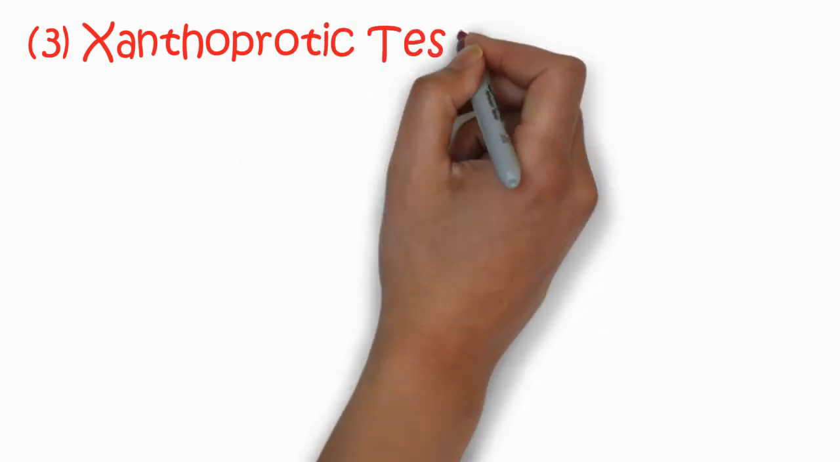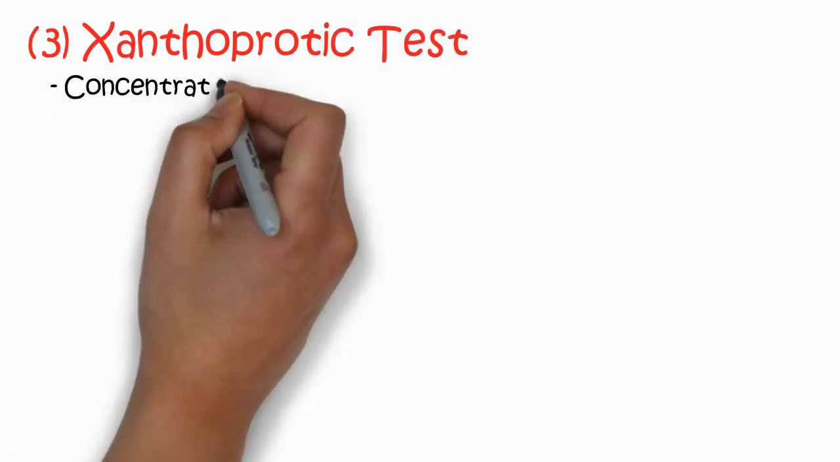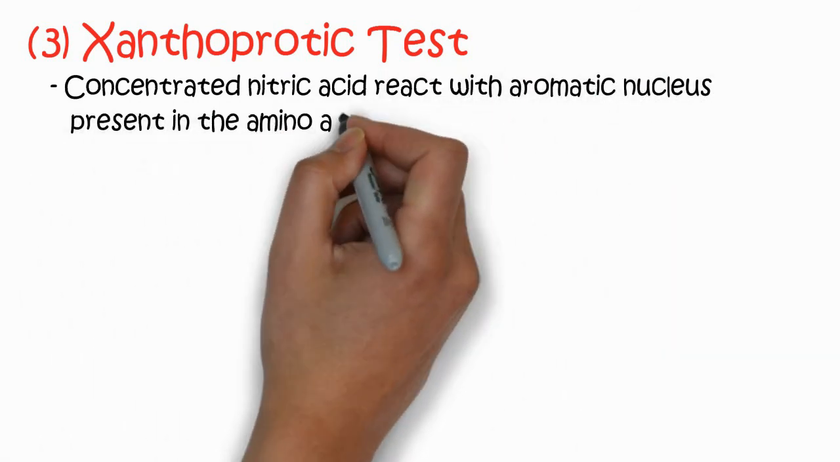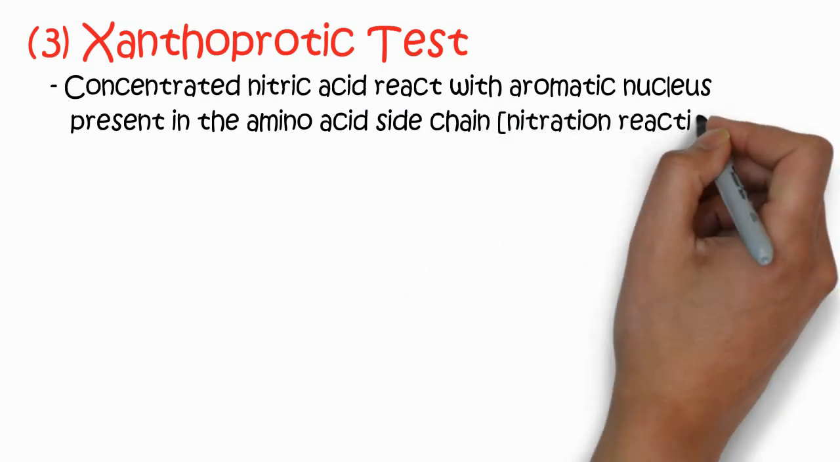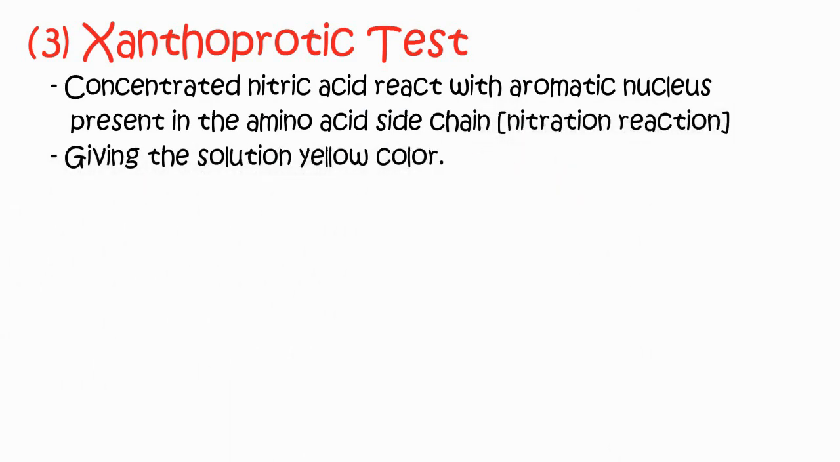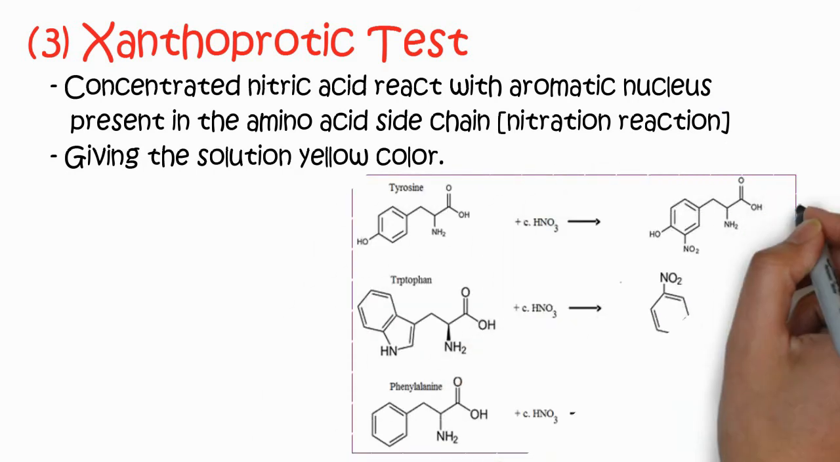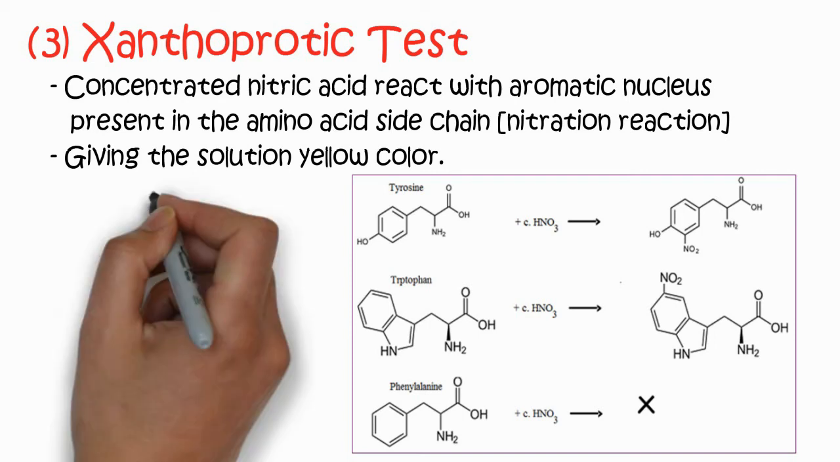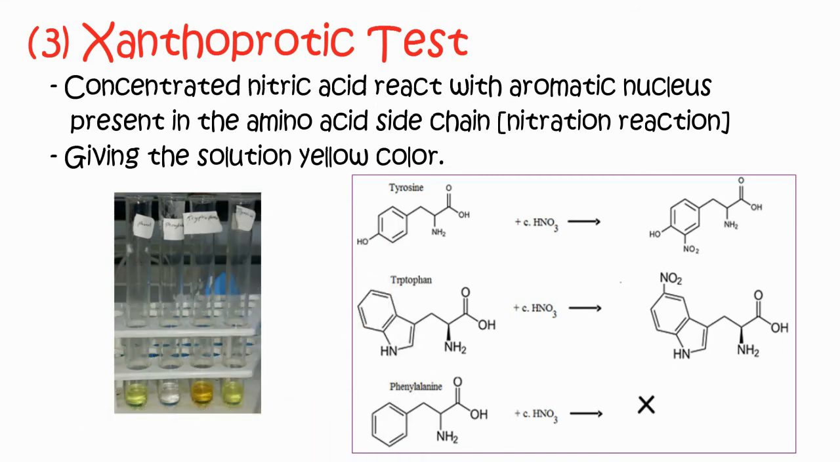Third reaction is Xanthoproteic test or Xanthoproteic reaction. Concentrated nitric acid react with aromatic nucleus present in amino acid side chain, usually call it nitration reaction. This gives the solution yellow color. You can see here tyrosine react to form this special compound. Similarly, tryptophan also react, but remember that phenylalanine do not react with the nitric acid, and this is because of the presence of the groups on the phenylalanine.